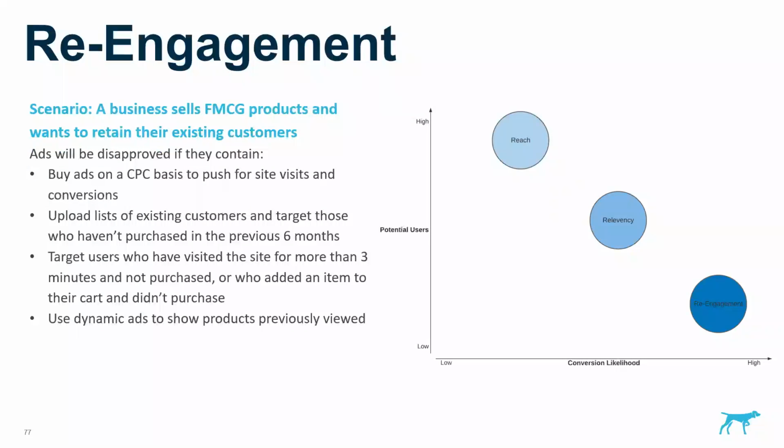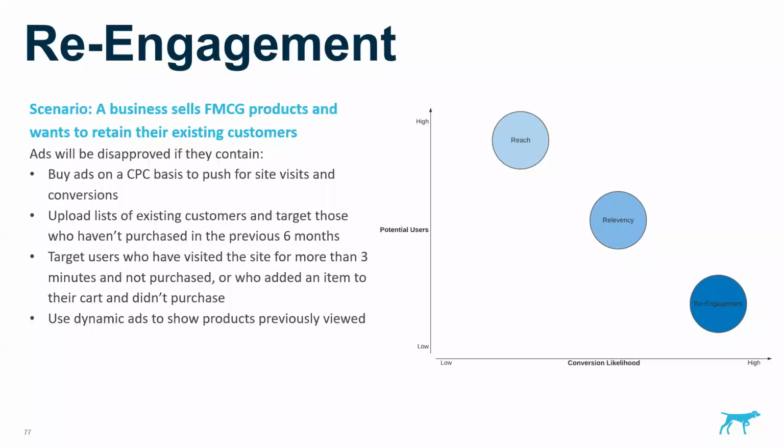The final R is re-engagement. The scenario here is a business selling fast-moving consumer goods, and it just wants to retain its existing customers. It wants to encourage second buying. Sorry, I think there's a mistaken sentence in there, but their strategy is to buy ads on a CPC basis. So that's to push for site visits and conversions. They want that traffic coming through, and more than just traffic, they want people to come through and convert.